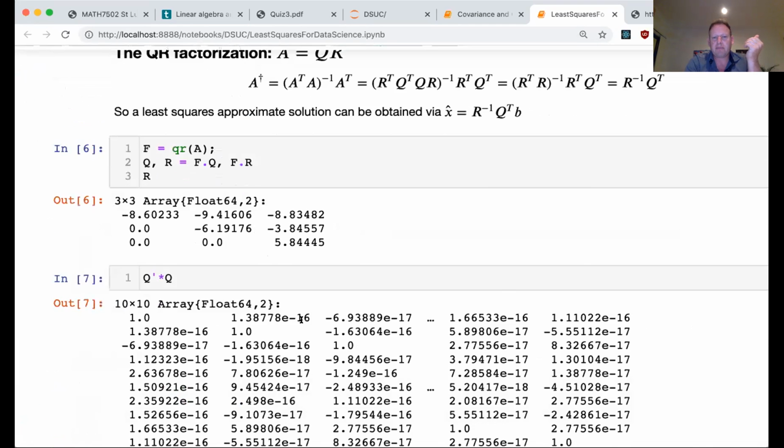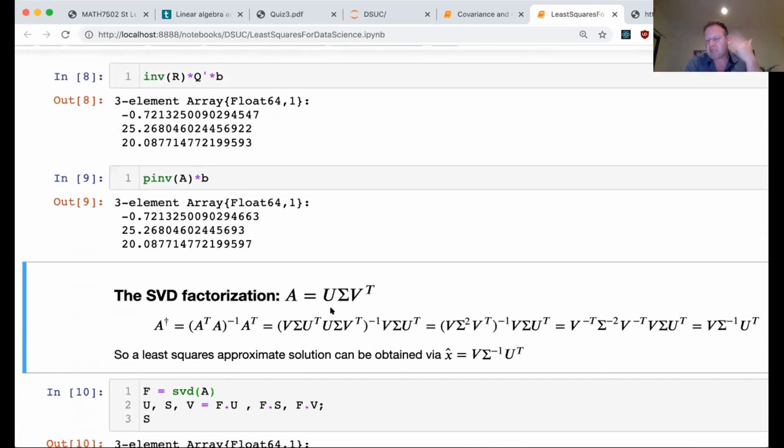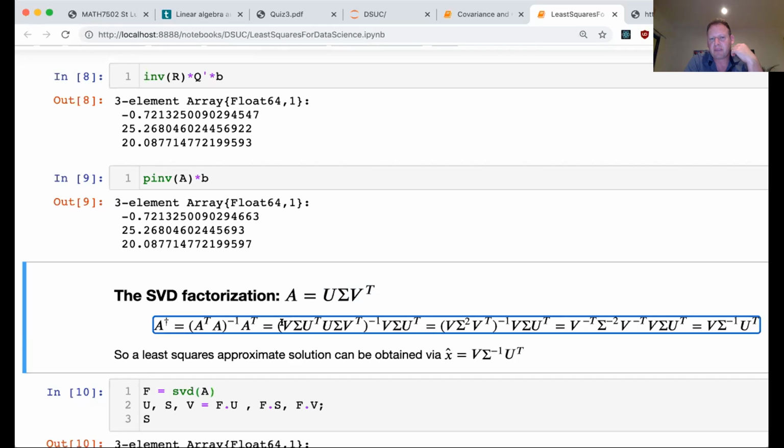Let's see what happens when we stick the SVD in the pseudo inverse. This is kind of a fun calculation. I just stick A transpose, and you see this thing transposed is V sigma U transpose, right? Now why don't I have a sigma transposed here? Because sigma is diagonal, okay?